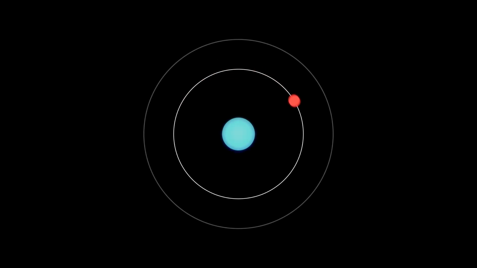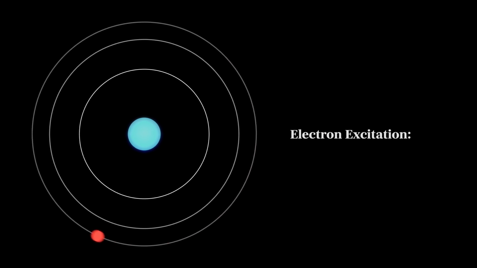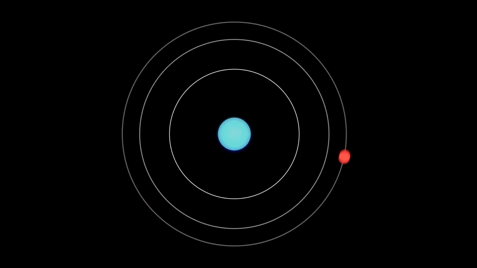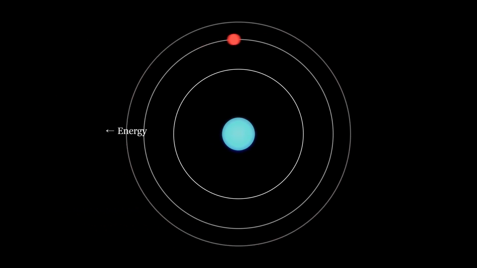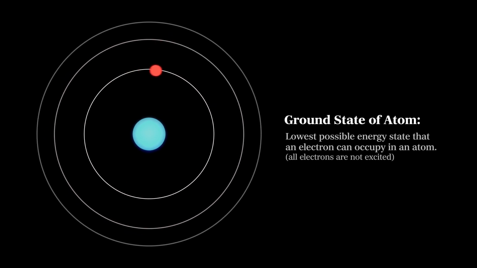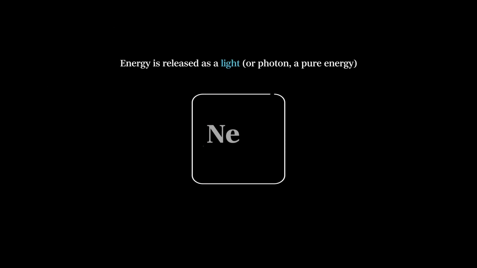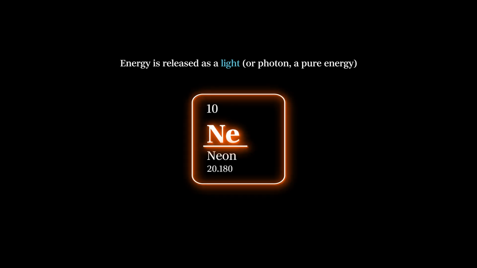When an electron absorbs energy, it can jump to a higher energy level, further from the nucleus. This is called excitation. Conversely, when an electron loses energy, it falls back to a lower energy level, releasing energy in the process. The ground state is the lowest possible energy state that an electron can occupy in an atom. This release of energy can often be observed as light, which is how we see phenomena like the glow of neon signs.